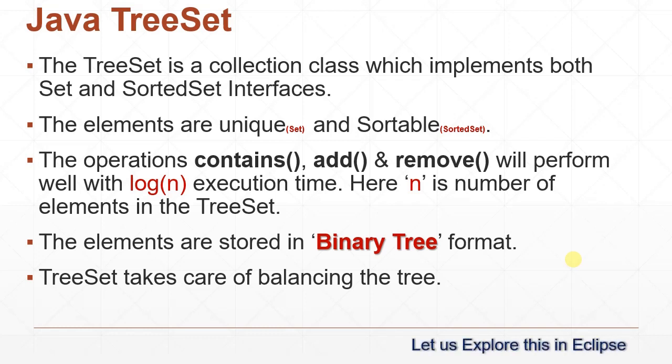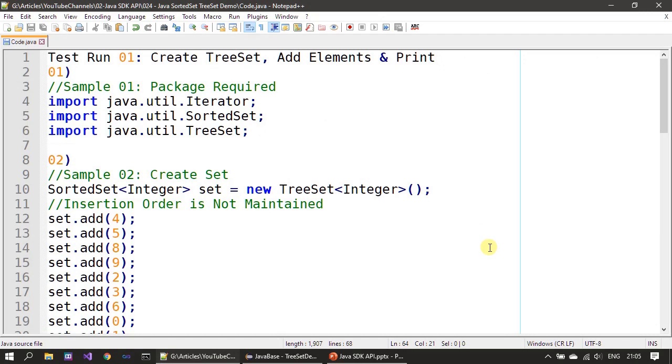Alright, now it's time to explore TreeSet in Eclipse, and we will explore the basic functionality of SortedSet. Remember, the TreeSet also supports the Set functionality, and the Set functionality was already explored in the previous video when we were experimenting with the HashSet. Alright, let us go to our first test run. Here what we are going to do is create a TreeSet, then add elements and print it.